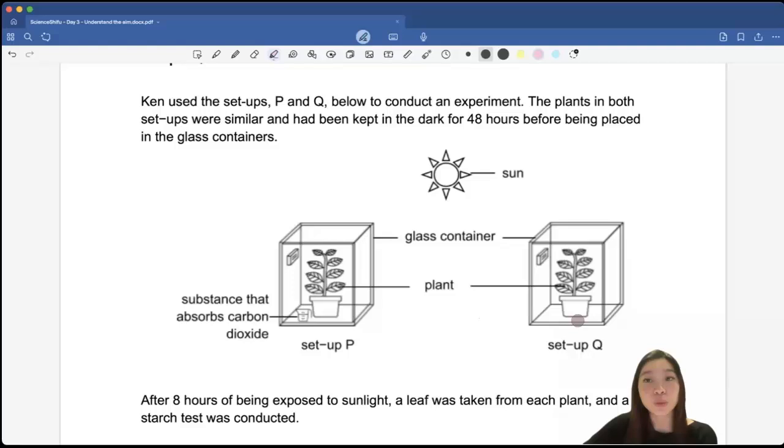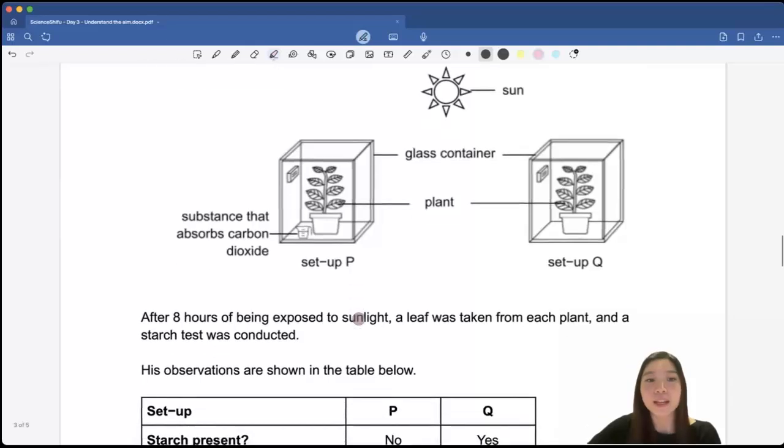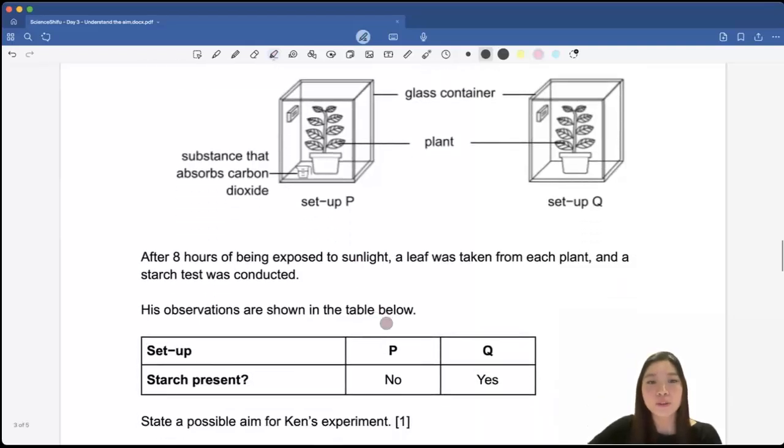Okay, in setup Q, there is presence of carbon dioxide. Setup P, there is no presence of carbon dioxide. So with that, students should be able to identify the change variable already. After 8 hours of being exposed to sunlight, a leaf was taken from each plant. Starch test is conducted.